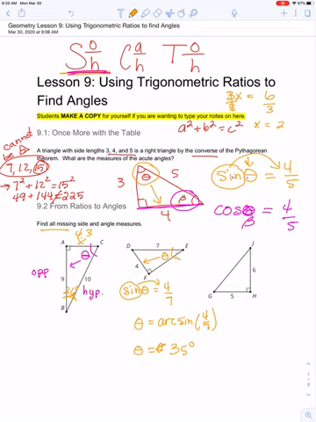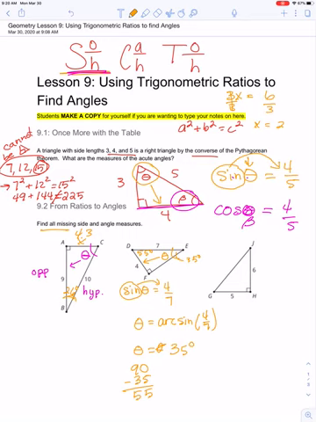Okay. So if we know this is 35 degrees, then we know this other angle is going to be 55, because we're doing 90 minus 35. So we get 55 here. All right, we still need to find this opposite side.